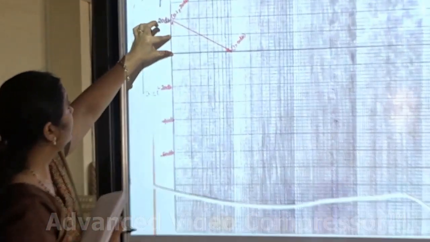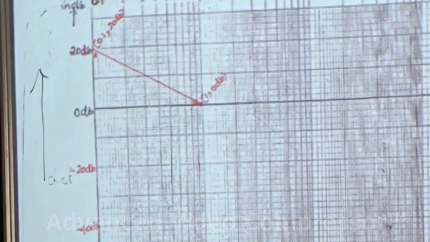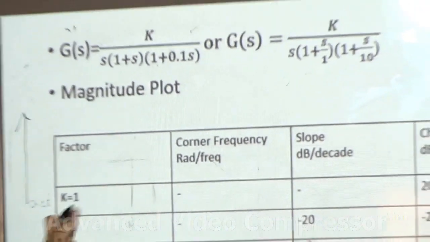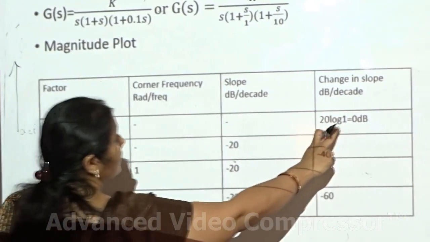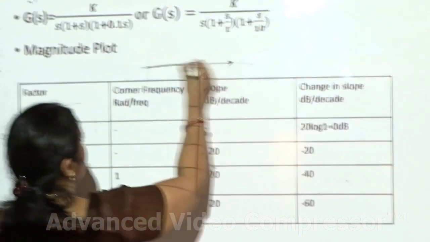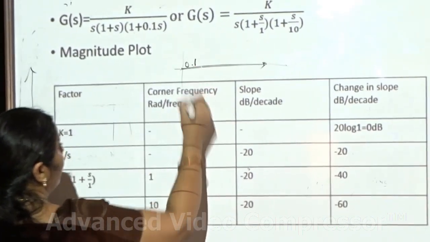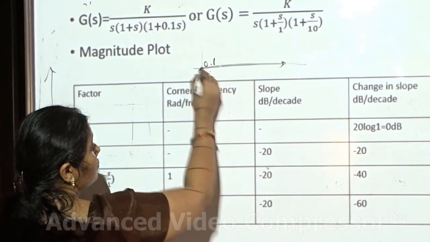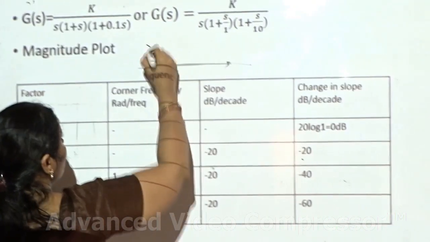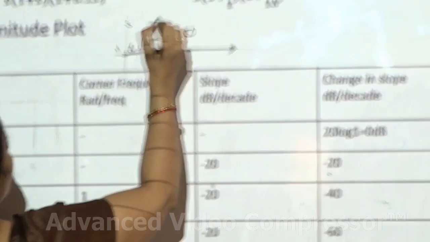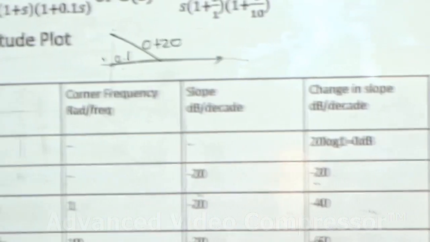Then 1 unit is 10, 2 units is 20. Now from the constant value k, which we assumed to be 1, the gain is just 0 dB. And at 0.1 you have a slope at the origin which gives a minus 20 dB decay. So the total slope will be 0 plus 20. So you have to come down.